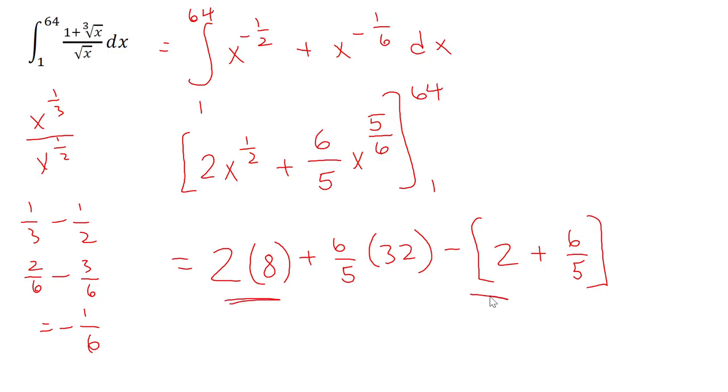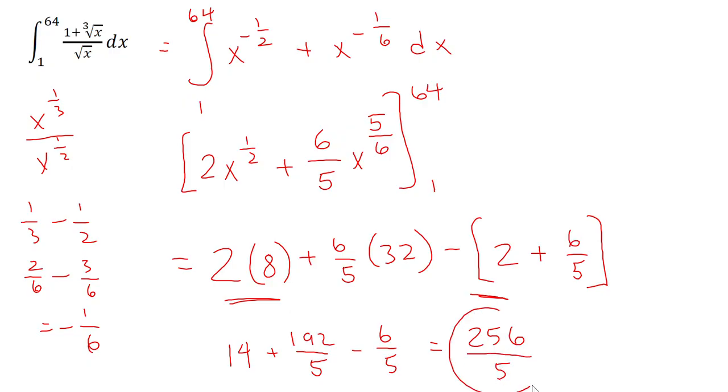We've got 16 and a minus 2. That's 14. And then we've got 32 times 6 is 192. So we have plus 192/5 minus 6/5. Well, 14 should be 70/5. So if we do 70/5 plus 192/5, that ought to be 262/5 minus 6/5 ought to be 256 over 5.